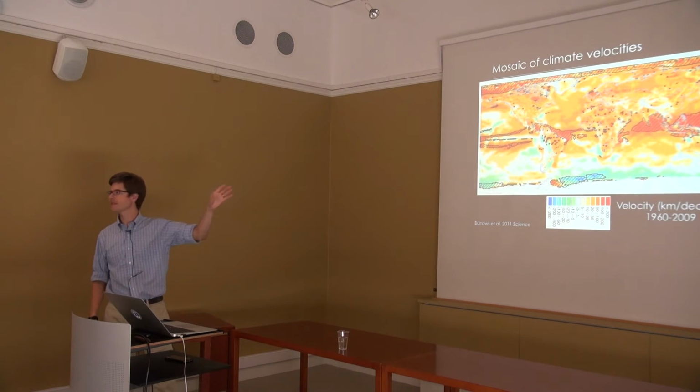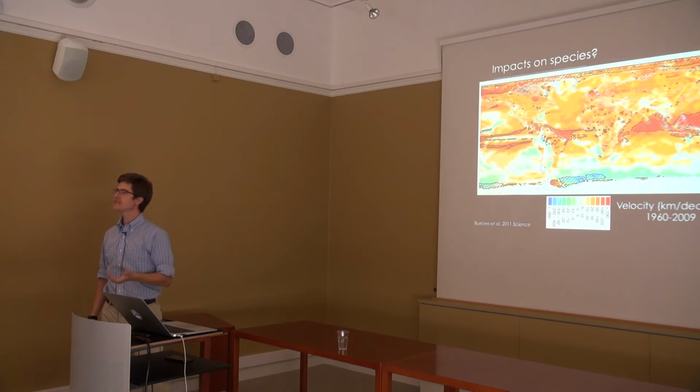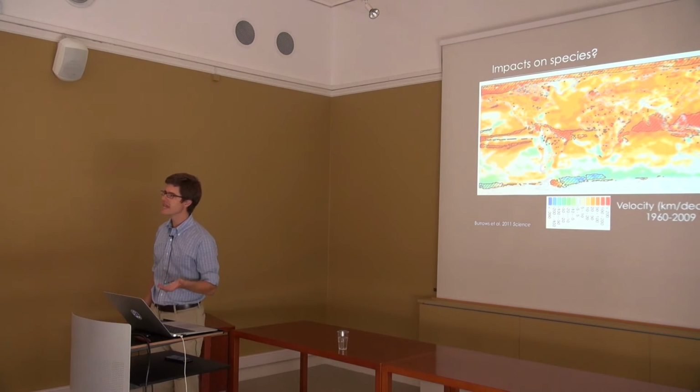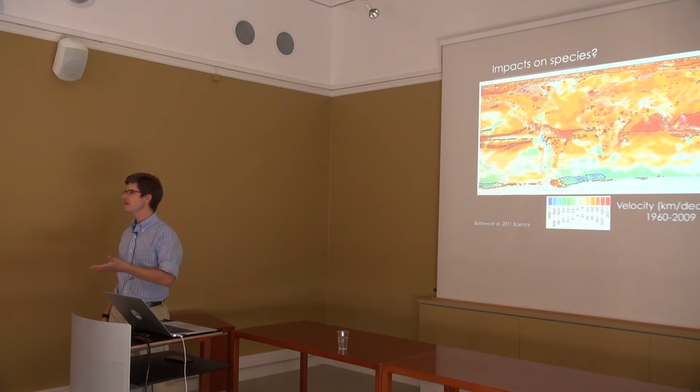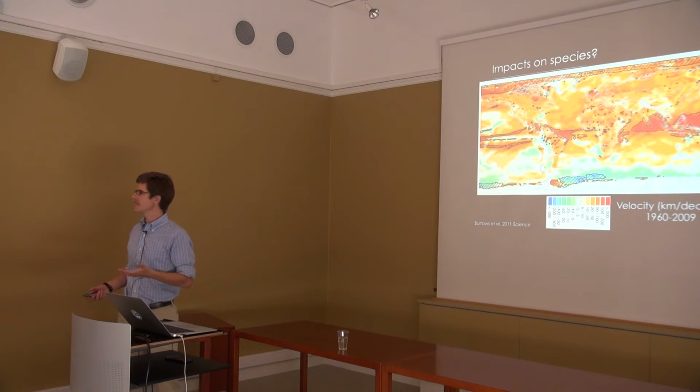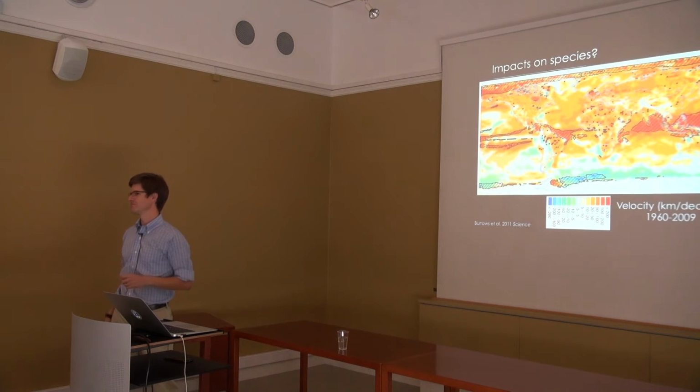And while we can map these physical changes, there's been much less understanding of what these changes mean for species and communities. And that was something that I was really interested in. To try to test what climate velocities mean for species responses, ideally we'd have some sort of data set that covers a wide range of species across a large geographic area and goes far back in time. That would be the ideal.